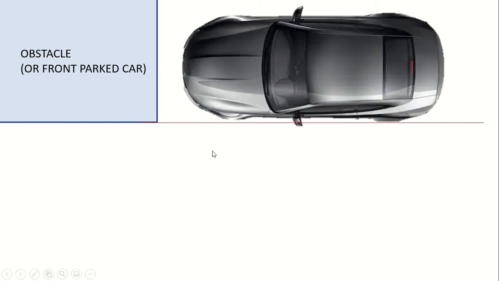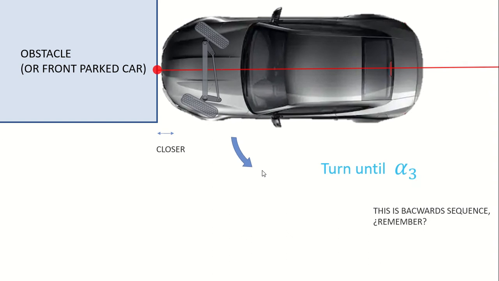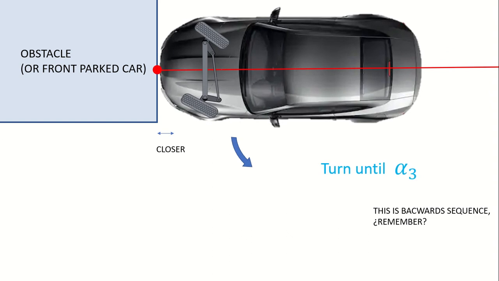This line is important for me because in some moment of the turning, taking out or taking in, that diagonal must be exactly parallel to this line. This is a very important parameter for this method. After that, the procedure is to get closer to the obstacle or the car in front of us.